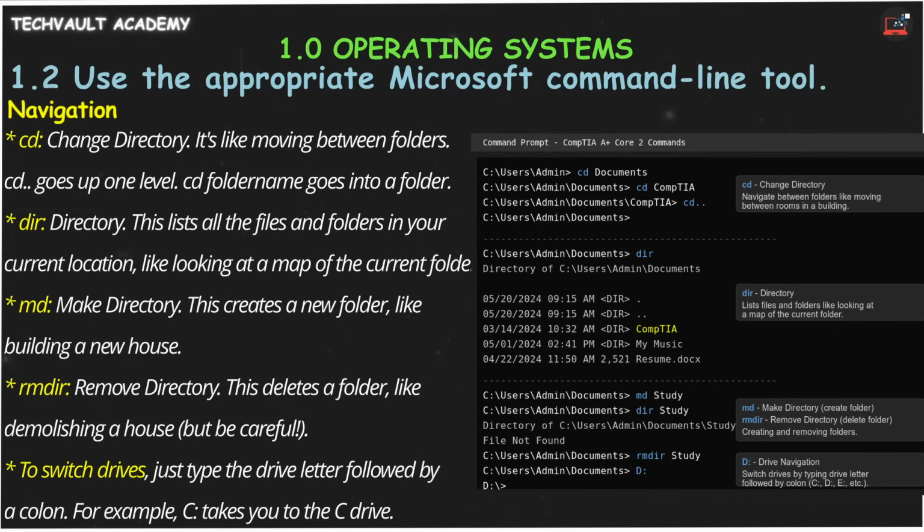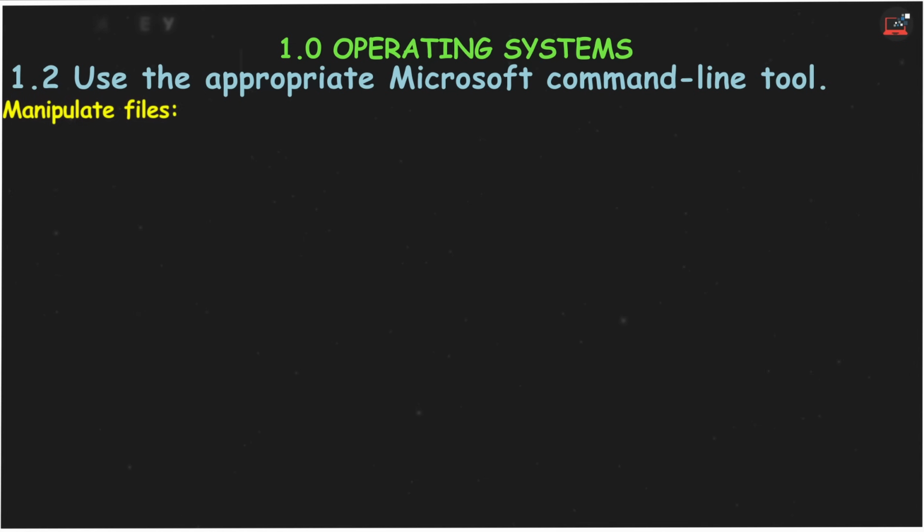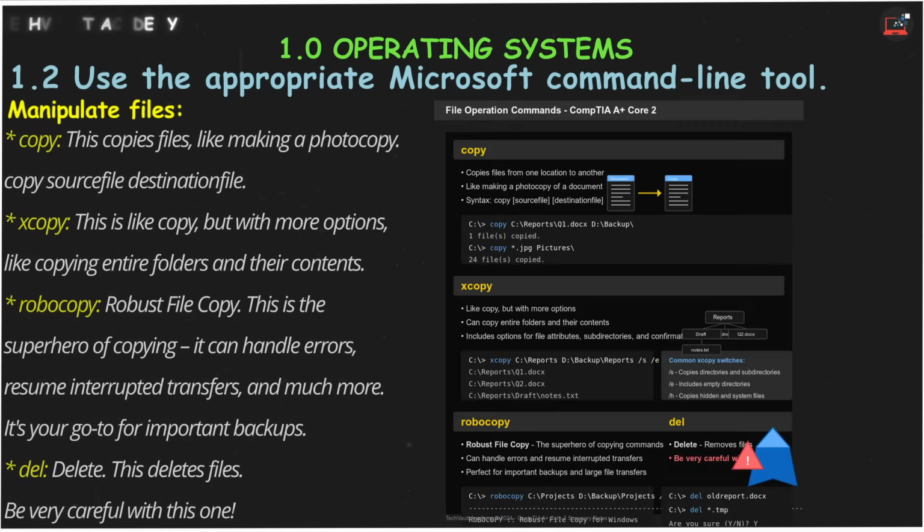To switch drives, just type the drive letter followed by a colon. For example, C: takes you to the C drive. Now let's manipulate files. Copy. This copies files, like making a photocopy. Copy source file destination file. XCOPY. This is like copy, but with more options, like copying entire folders and their contents.